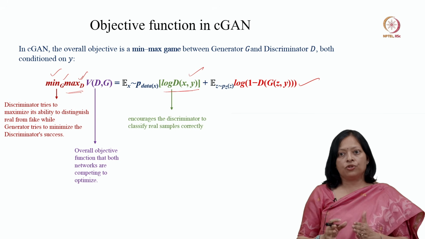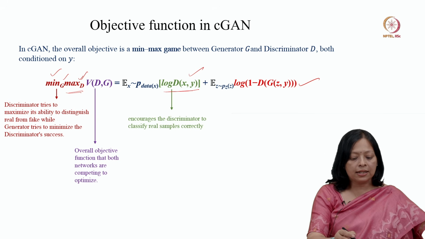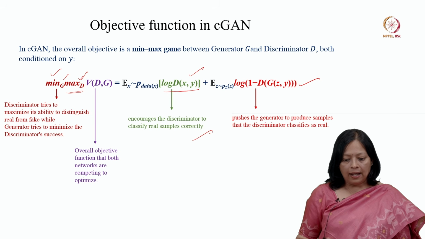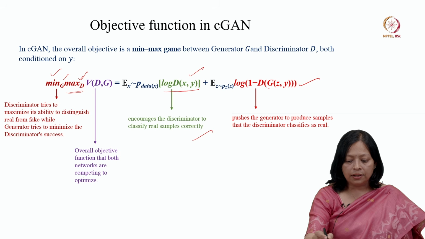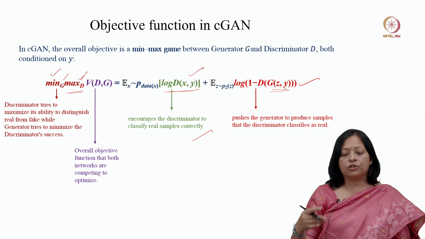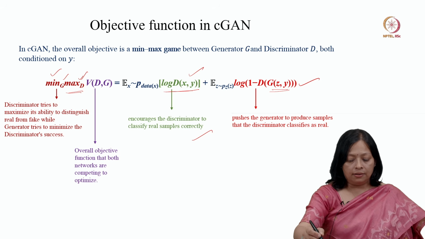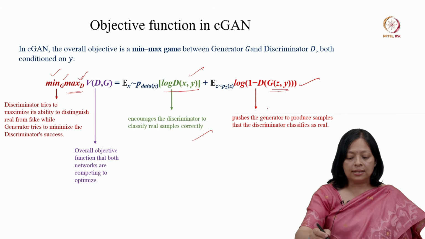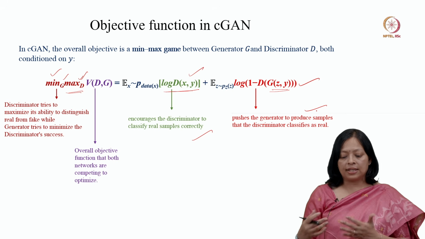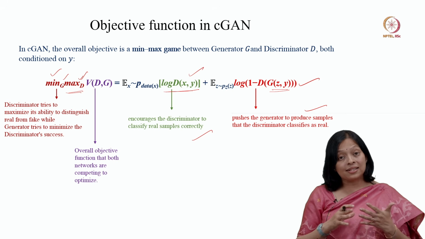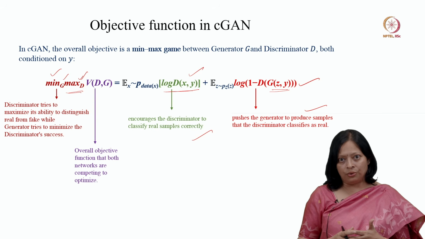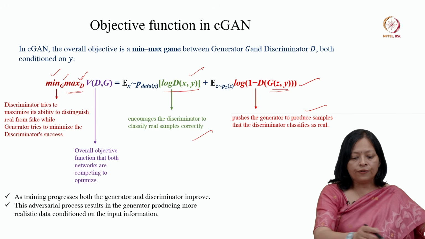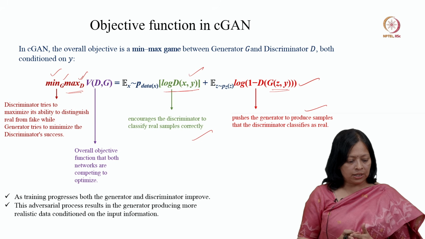And this term we know, D(x,y), that is the discriminator's probability score for a real image conditioned on y, encourages the discriminator to classify real samples correctly. And this term is the image generated by the generator, which has taken input z and y, and this term pushes the generator to produce samples that the discriminator can classify as real. So, this is the overall objective function in conditional GAN.